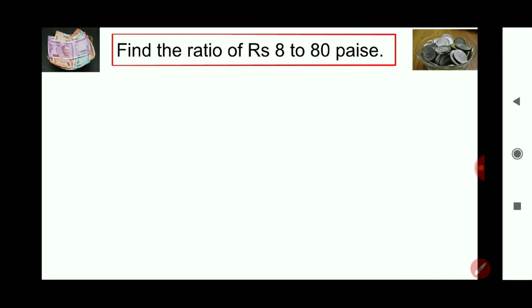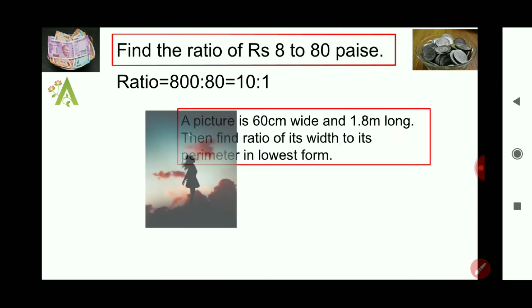One more question. Find the ratio of 8 rupees to 80 paise. Observe here, units are different. Here 8 rupees and here 80 paise. So we have to convert rupees into paise. That means 8 rupees is equal to 800 paise. So the ratio is 800 is to 80. Very simple. That is 10 is to 1.